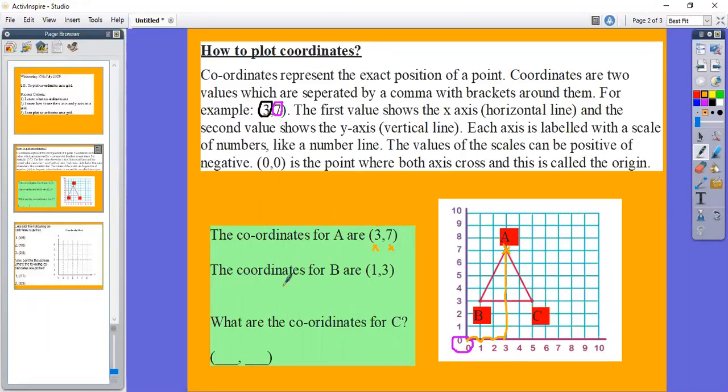For B, my coordinates are 1, 3. Going along to 1, up to 3. 1, 2, 3. That is why my coordinates for B are 1, 3.